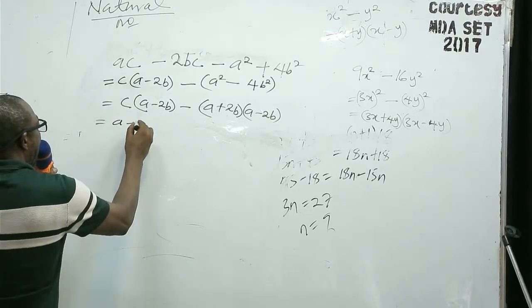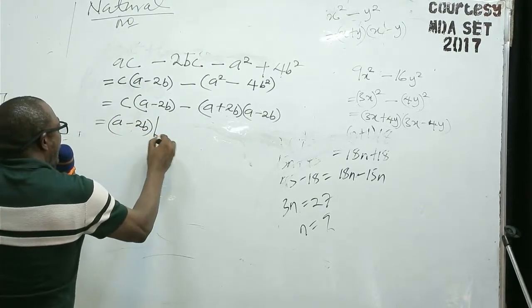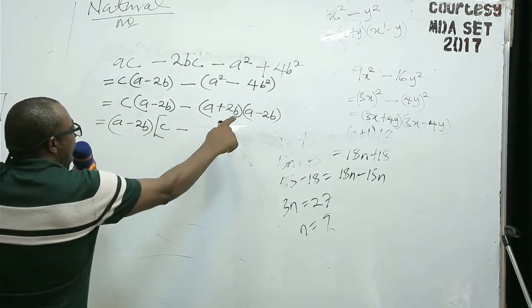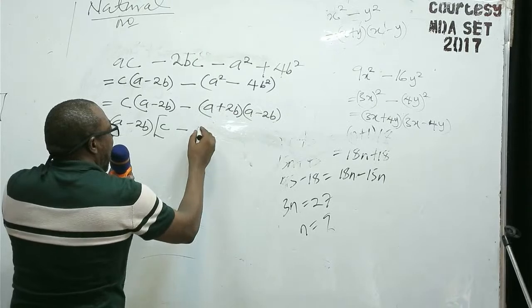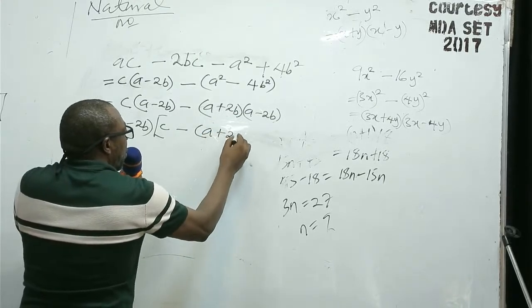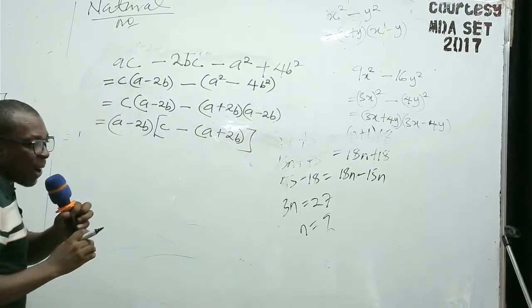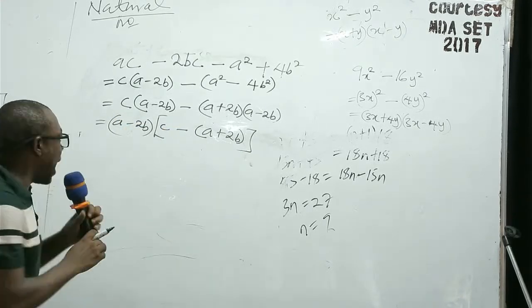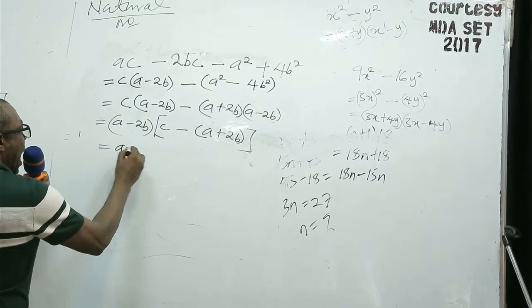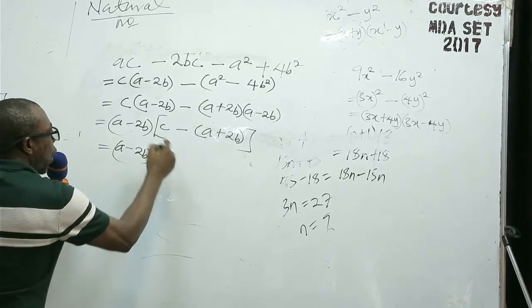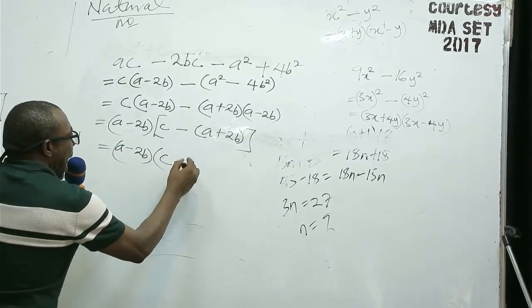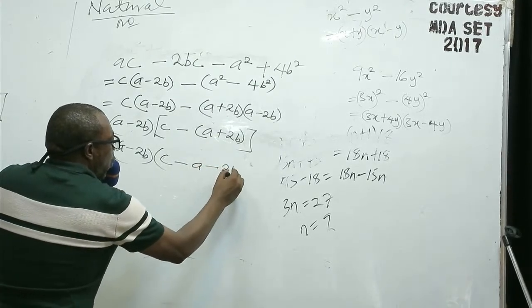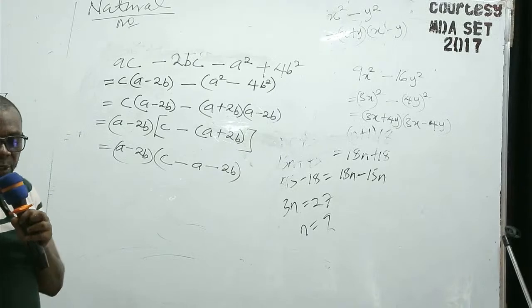Remove a minus 2b. A what? 2. What will be remaining here? C. If I remove a minus 2b, what is remaining here? Did you see that? Now finally, I'll open the bracket inside. Let's go. Yes. A minus 2b into what? C minus a. Minus times plus is what? Minus 2b. You have succeeded in factorizing it.